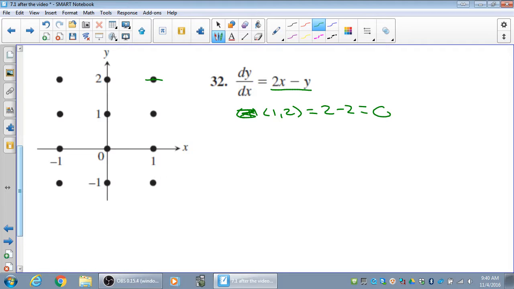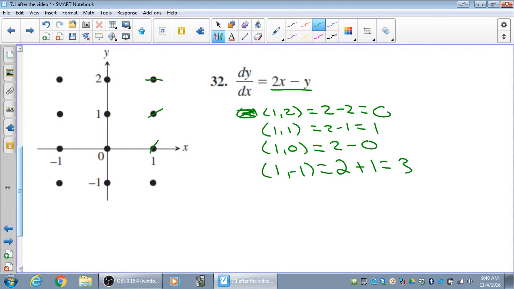And then this is tedious work, but it kind of draws a picture of what the graph could look like when you're done. But it's tedious. (1, 1) is 2 minus 1, 1. So we have a slope of 1. And then (1, 0). So 2 minus 0 is 2. So getting steeper now. And (1, negative 1). So 2 plus 1, 3. Getting a little steeper even. There we go. Once you get to 3, 4, and 5, they all kind of look the same. But the half, a 1, a 0, you can definitely tell those.